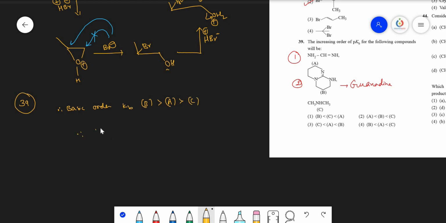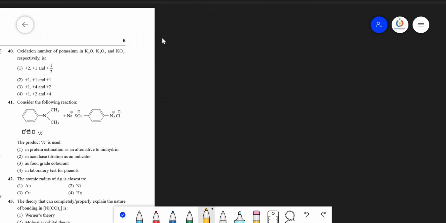But pKb values are exactly opposite to that. So B less than A less than C. So option 4 is correct. Let's see question number 40. The oxidation number of potassium in K2O, K2O2 and KO2 respectively.